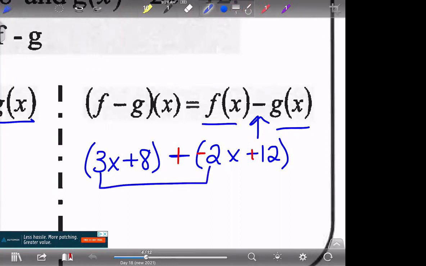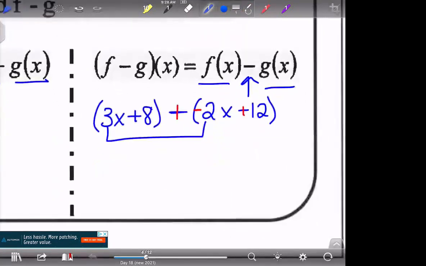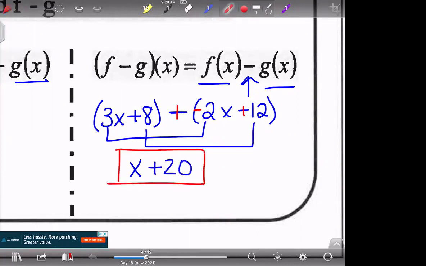So I'm going to combine here. 3x minus 2x is 1x. Remember, 1x is the same as x. Then we're going to combine the 8 plus 12. 8 plus 12 is positive 20. So this one's answer is x plus 20, or 1x plus 20.